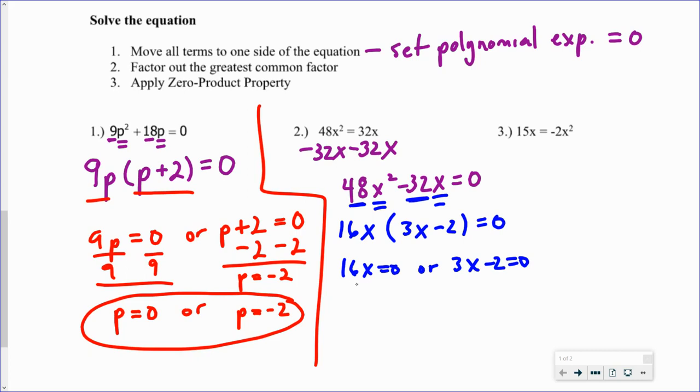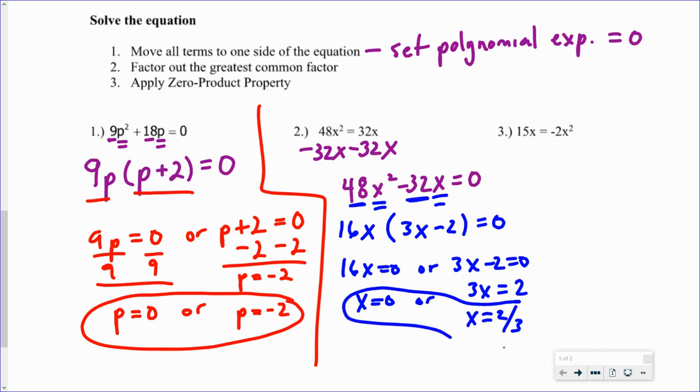Divide both sides by 16, and we get x equals 0 for one of those answers. And then on the right-hand side, we're going to add 2 to get 3x equals 2, and then divide both sides by 3 to get x equals 2/3. Again, you want to check your answers by plugging those back into the original, making sure they're correct. I have done that and those answers are indeed correct.